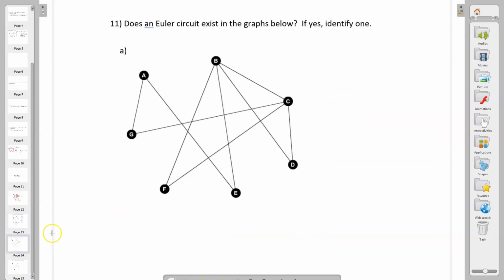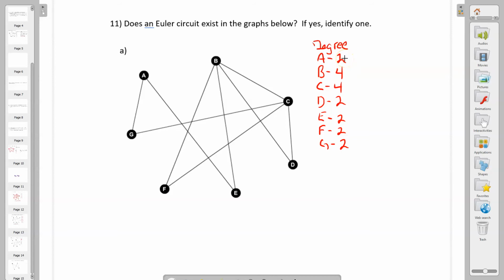Now we're asked, does an Euler circuit exist in the graph below? And if so, to identify one. The first thing we want to do is figure out the degree of each of the vertices. Remember that if it doesn't meet the requirements of either having exactly 2 odd degree vertices or all even vertices, there won't be an Euler path. So that's our first step. The degree of A is 2, B is 4, C is also 4, D is 2, E is 2, F is 2, and G is also 2. So in this case, it meets the second criteria where all of the vertices have an even number.